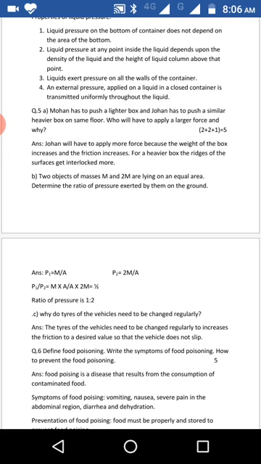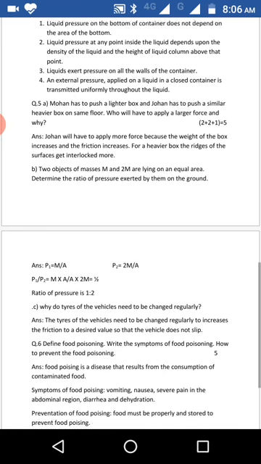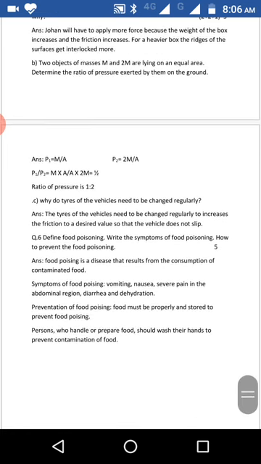So why do we need to change the tires of vehicles regularly? Because the tires of a vehicle need to be changed regularly to increase the friction to a desired value so that the vehicle does not slip. Next question is, define food poisoning. Write the symptoms of food poisoning. How to prevent food poisoning.